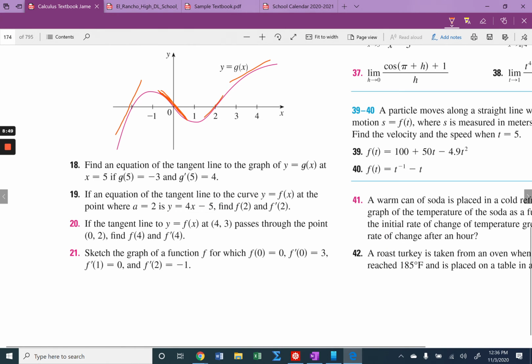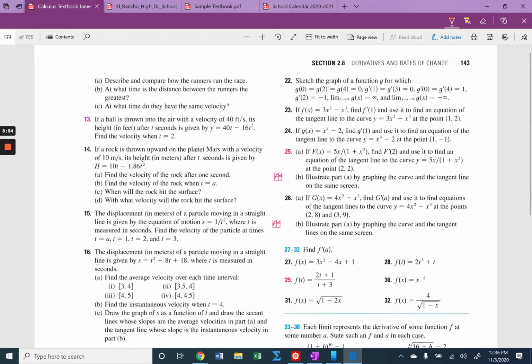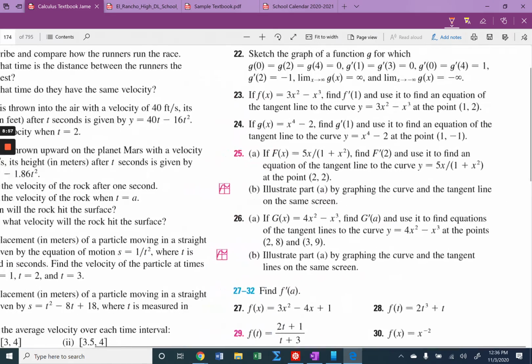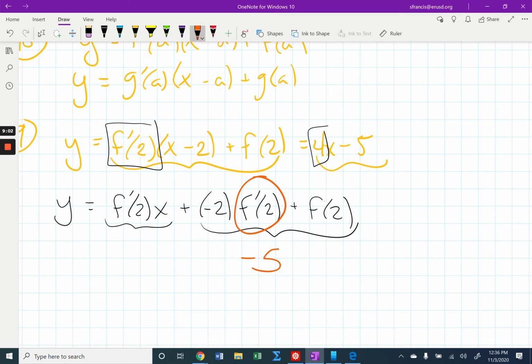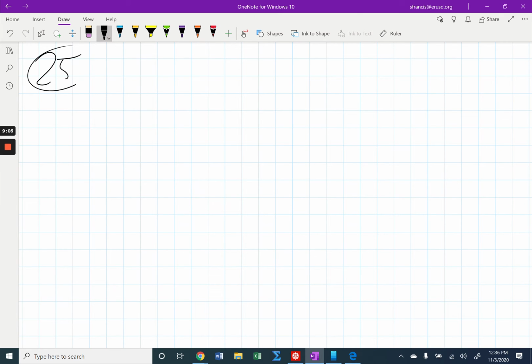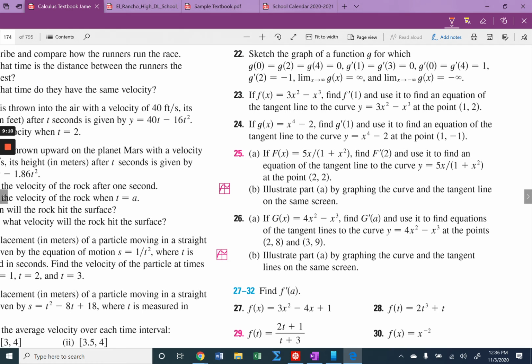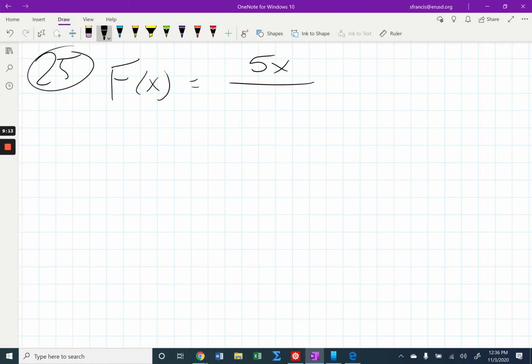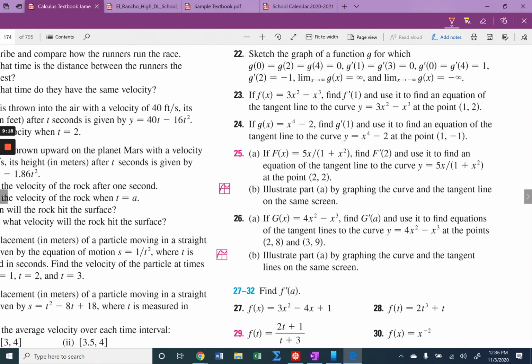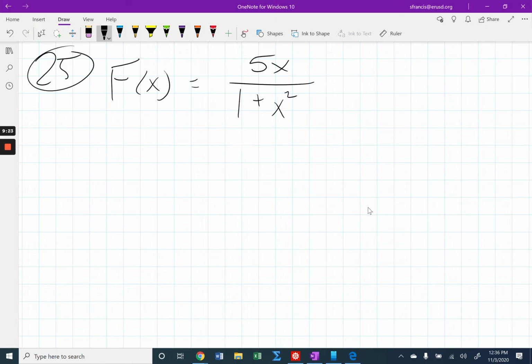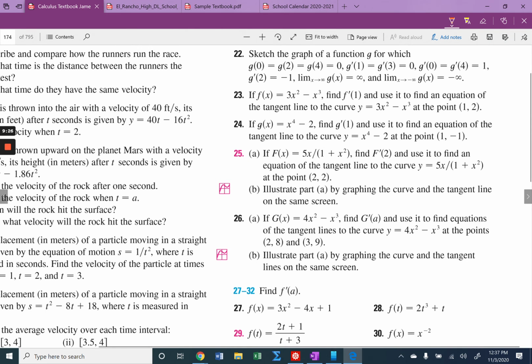Oh, let's see, how long is this video? It's still under 9 minutes. Let's go to number 25, and I don't want to make them too long because the software starts to act funny. 25 says, if capital F of x is that expression there, I think it said 5x over 1 plus x squared. It says to find f prime of 2 and use it to find an equation of the tangent line to that curve at 2, 2. Part B says to graph them. That you'll do on your own. I'm not going to help you with that.